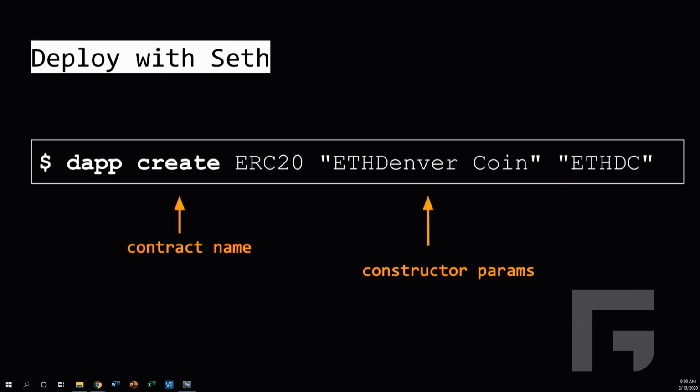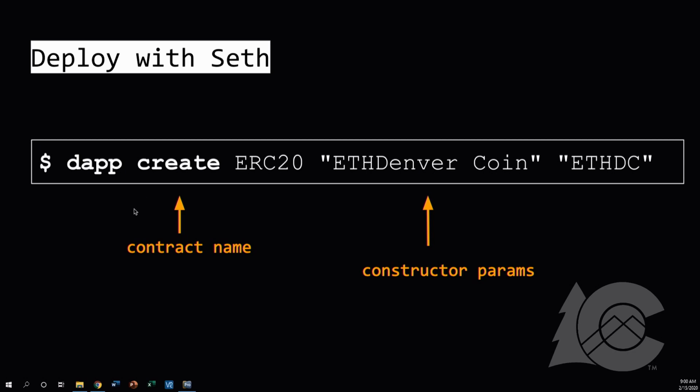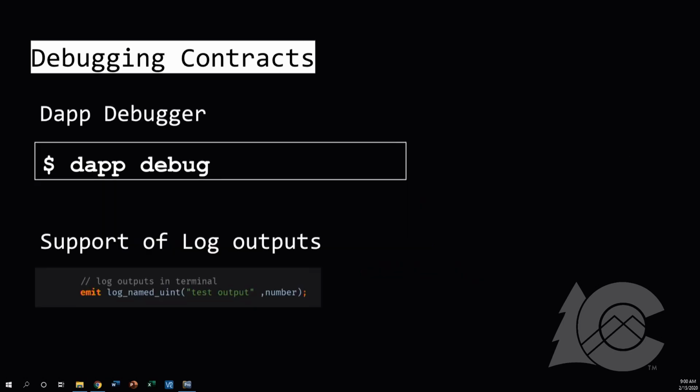Yeah, and for example, let's say I have a nice ERC20 contract and I just want to deploy it with Seth. It's also super straightforward. You can just type dapp create, afterwards the contract name, and then you can pass the parameters which the contract might need in the constructor. Okay. Yeah, and then they also have a really nice debugger, and they also support log outputs, which is basically using events, but you can really see them in the command line interface.